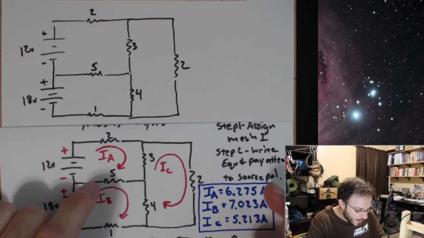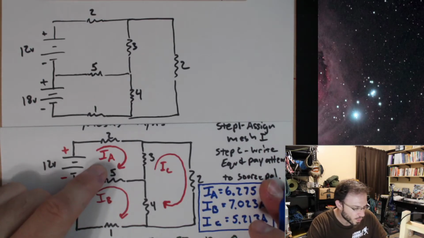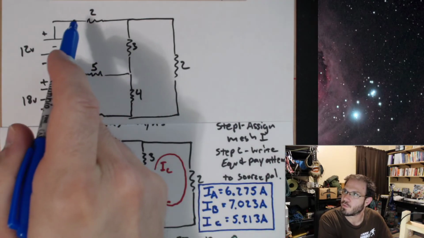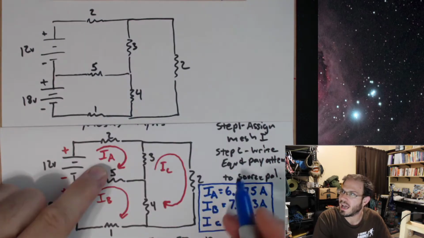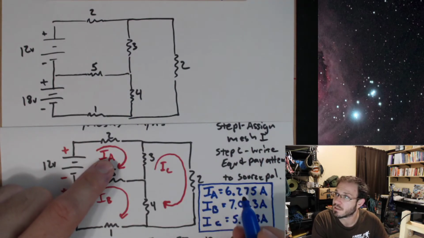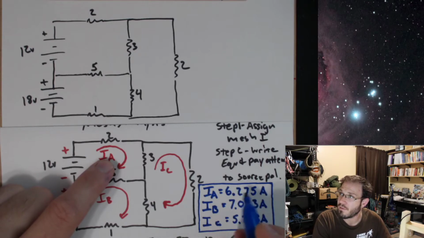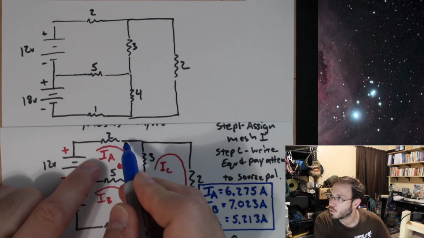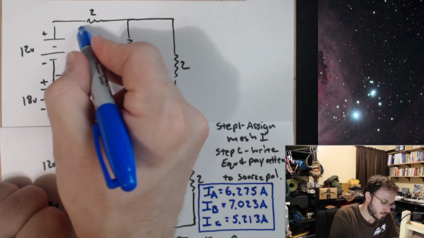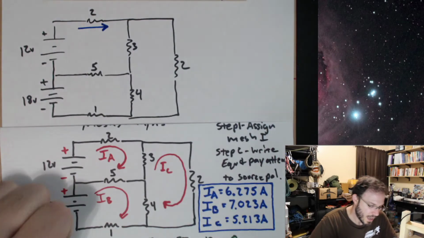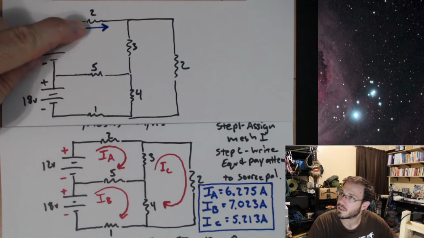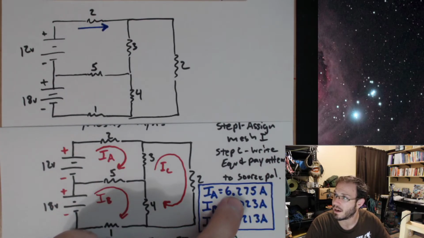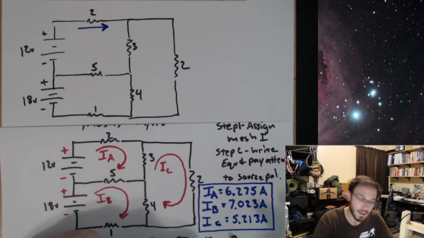Okay, so let's go ahead and take a look at each one of these components. We'll look at what the mesh current is doing and what the value is. IA is going to the right through this 2 ohm resistor, and IA has a positive value of 6.275. The fact that we have a positive result means that the real current is going in the same direction as our mesh current. As far as this 2 ohm is concerned, the only current involved is IA, so that's the only value that matters, 6.275 amps.